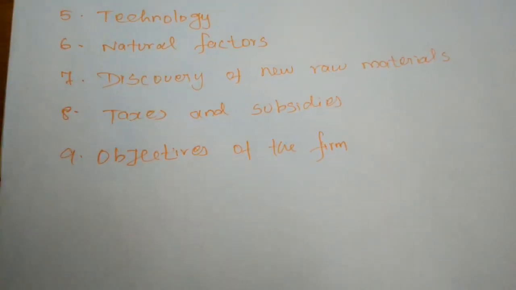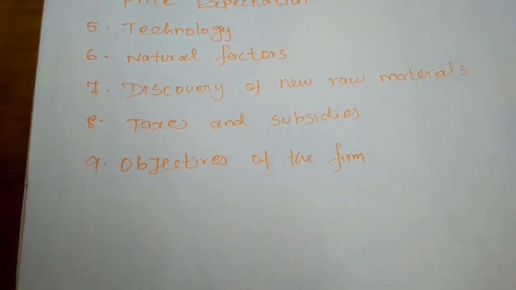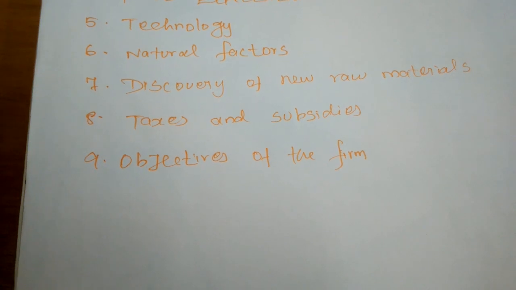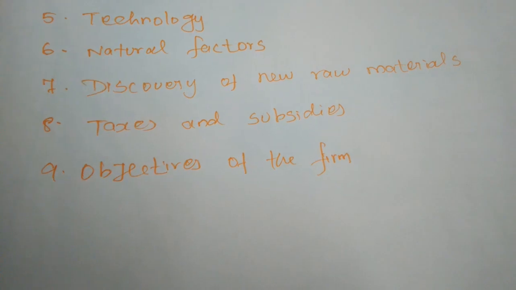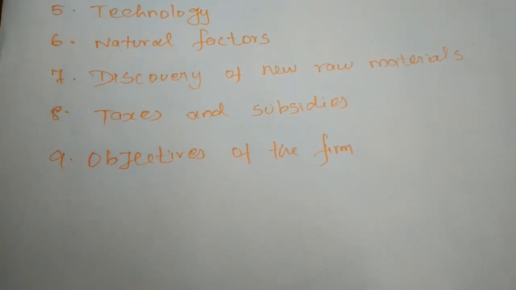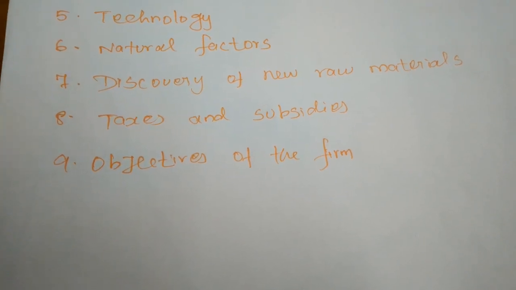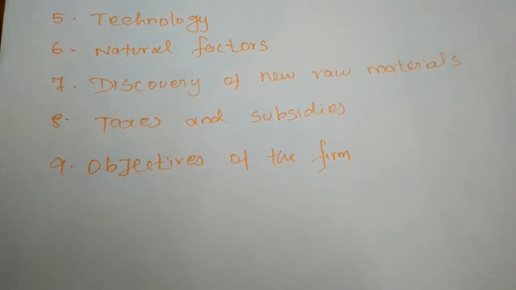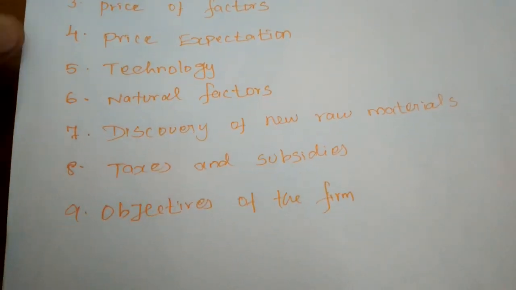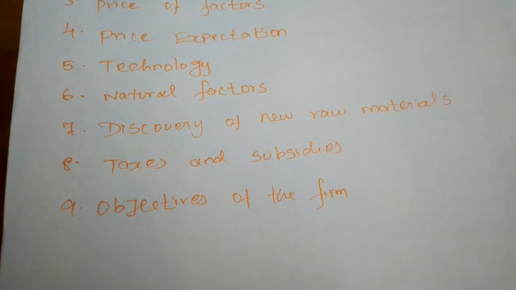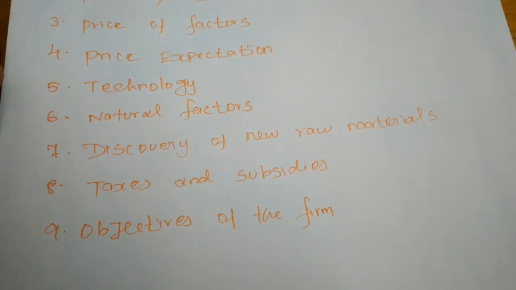Next, objectives of the firm. When the goal of the firm is sales maximization or improving market share, the supply of the product is likely to be higher. If a good business organization's most important objective is earning more profit, it will find new methods to increase the supply of commodities. So on the basis of the objectives of the firm also, the supply will increase.